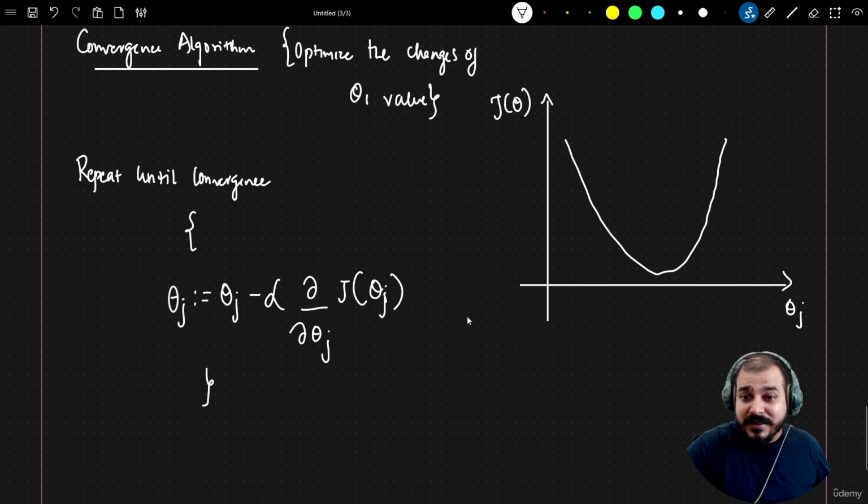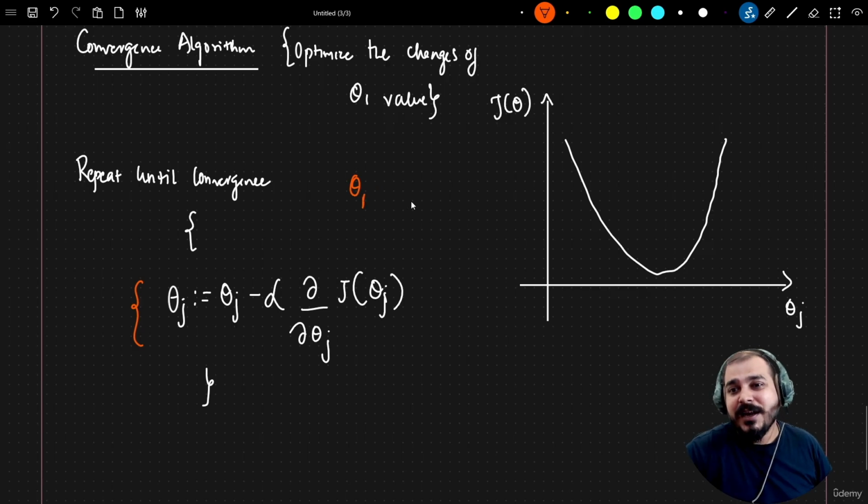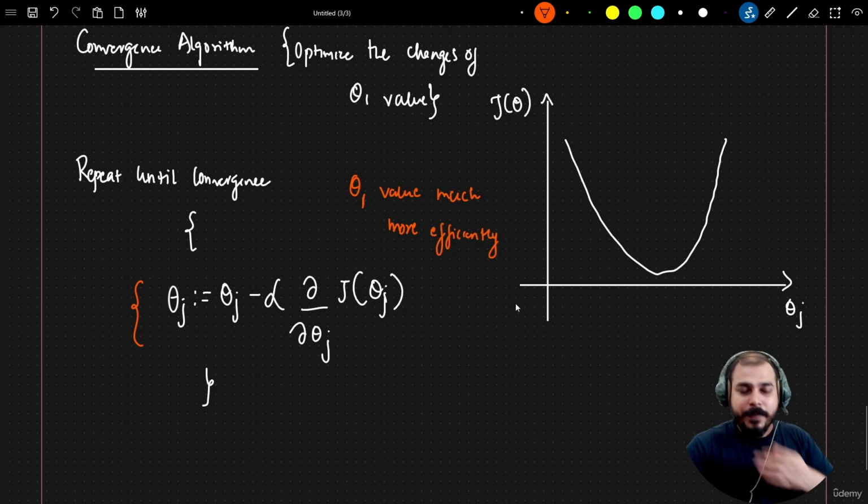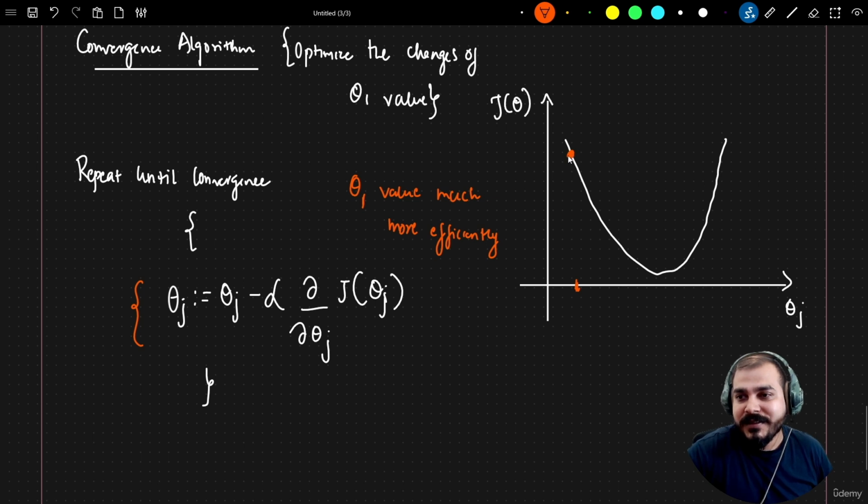This equation is definitely going to work. That basically means this equation helps us change our theta value, specifically in our problem statement the theta1 value, much more efficiently. How? Let's consider my theta j value is somewhere at this specific point. So J of theta will be coming somewhere here. Let's consider that this is the point that I'm going to get.